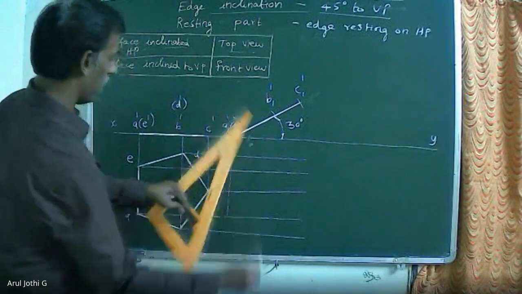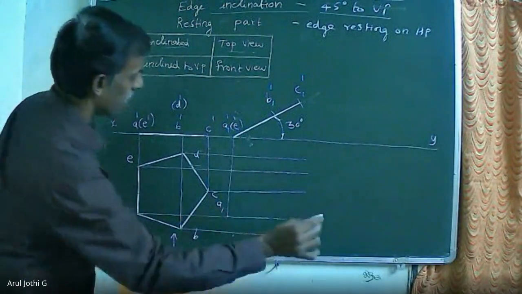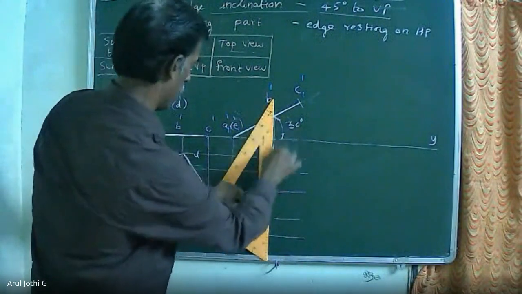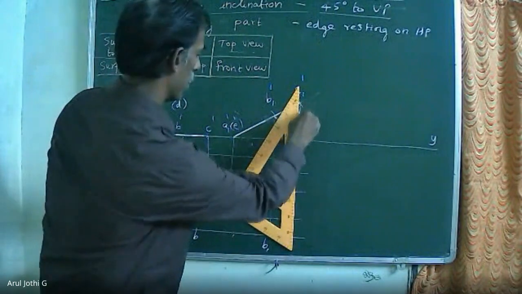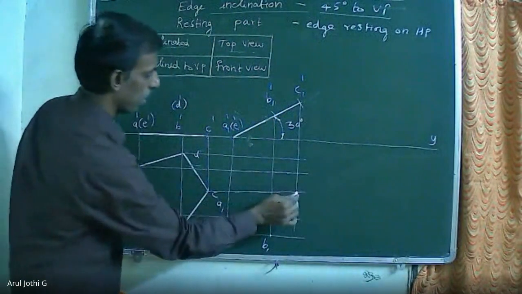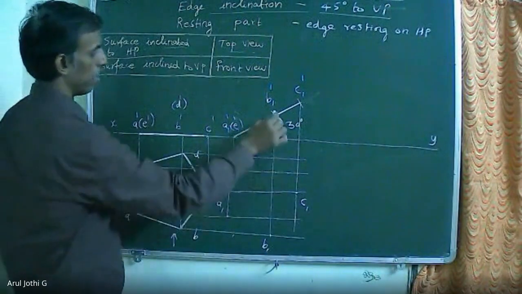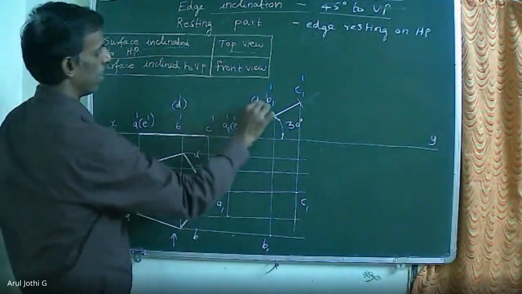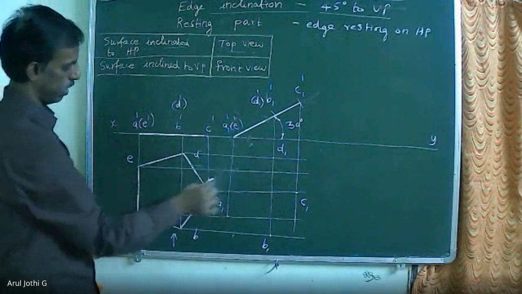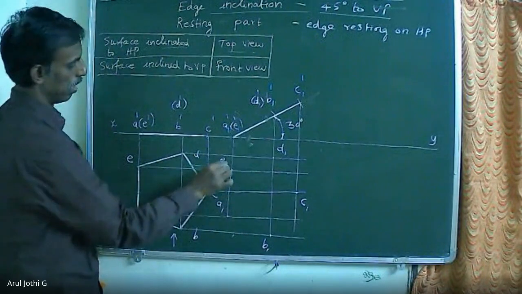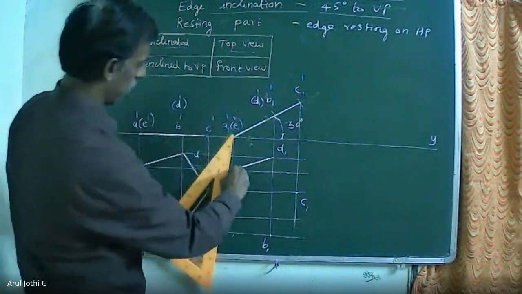So both A and A1 dash will intersect together. This will be A1. Extend B and B1 dash. This will be B1. Then extend C and C1 dash. This will be C1. Similarly, extend D and D1 dash. This will be D1. Then extend E1 dash. Now join all the corner points, and you will get the apparent second stage top view.